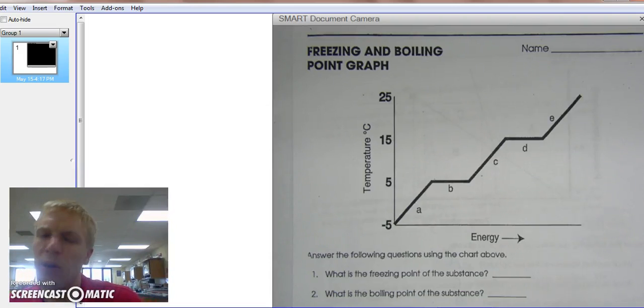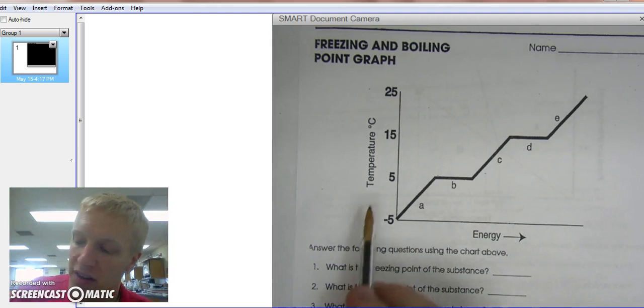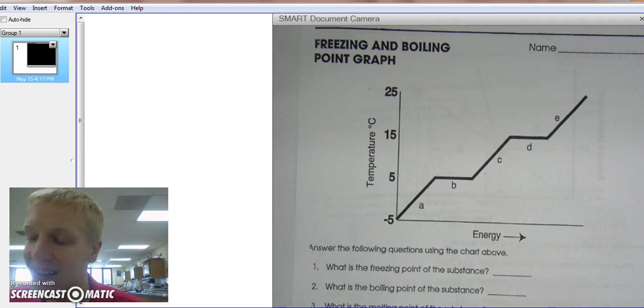Hello, in this video I'm going to be going over the basics of a heating cooling curve, also known as a freezing and boiling point graph. Right here we've got a nice little graph that's looking at energy in relationship to temperature, and remember that temperature is the measure of kinetic energy. Kinetic energy is the movement of molecules.